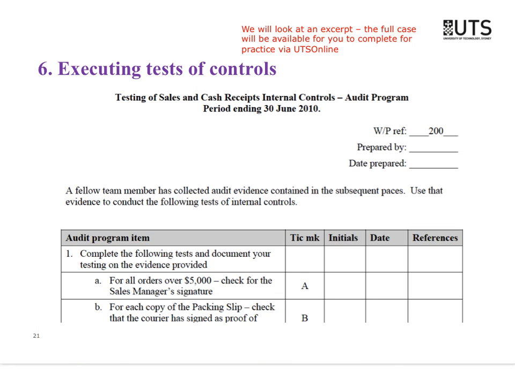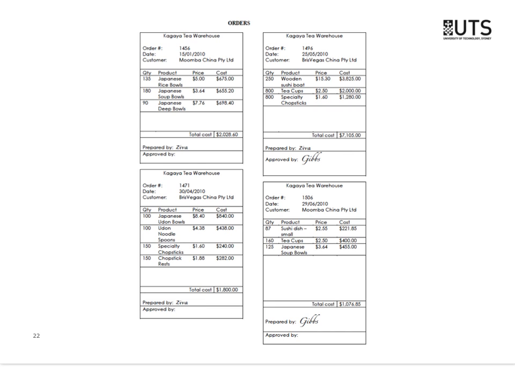All right, executing tests of controls. Remember, this is just like what I did in the case. I put my initials down, I put today's date down, which is the 6th of the 10th. I've just given you an excerpt. I'll give you the full case for you to do. But the first test says for orders over 5,000, check for the manager's signature. Now, when we blow this up, we'll notice that there are a number of areas where the manager's signature is missing. It's missing there and there and there, but it seems to be present there.